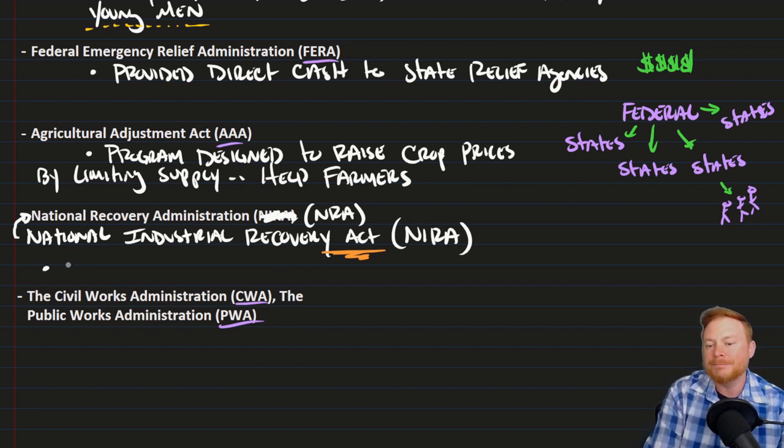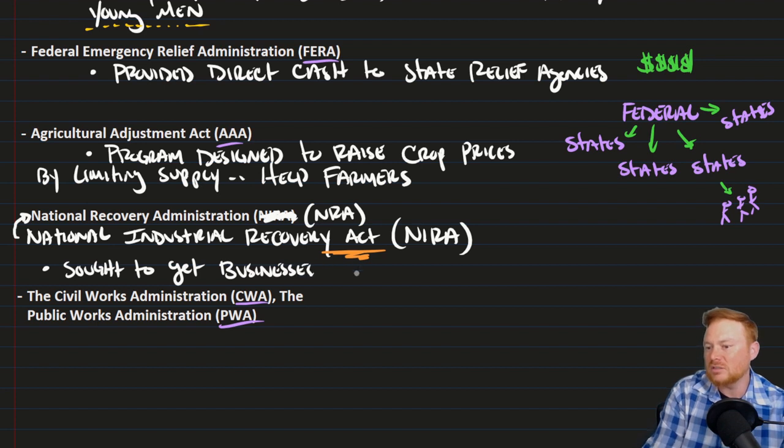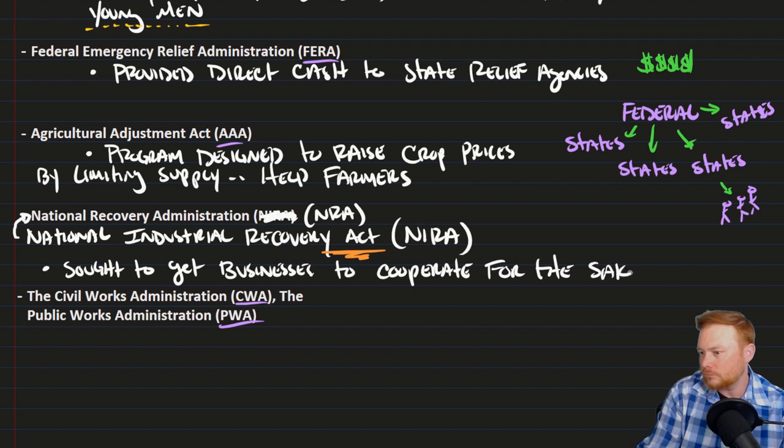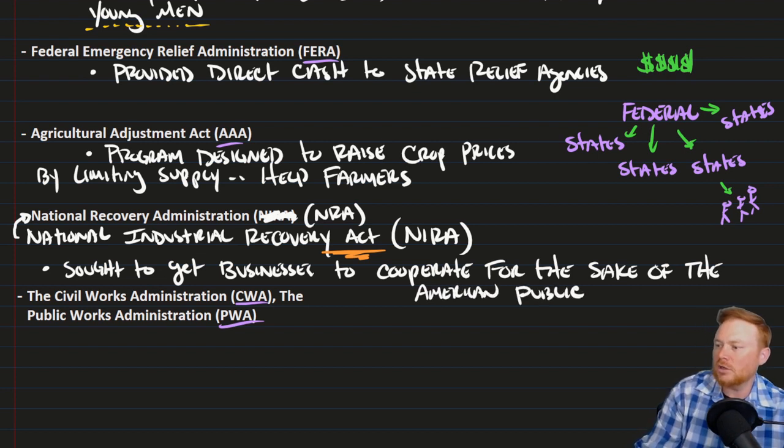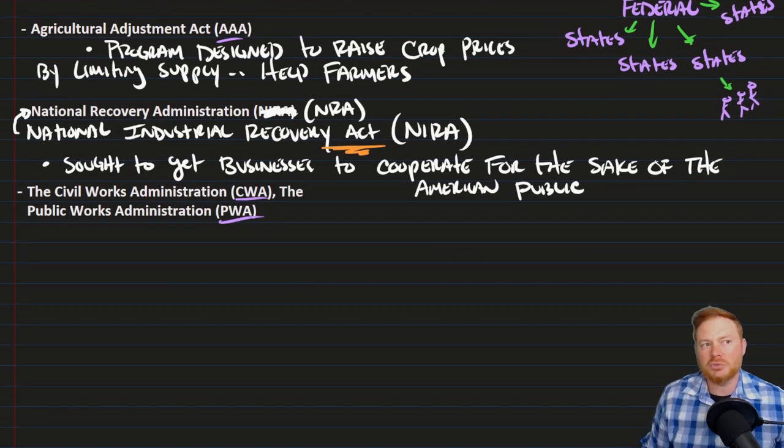And what it did was it sought to get businesses to cooperate for the sake of the American public. So there was an idea that one of the causes or one of the contributing factors to the Depression was that businesses were too competitive with each other, that cutthroat competition put pressure on businesses to lower wages as much as possible, to fire as many workers as possible. And the goal was profits.